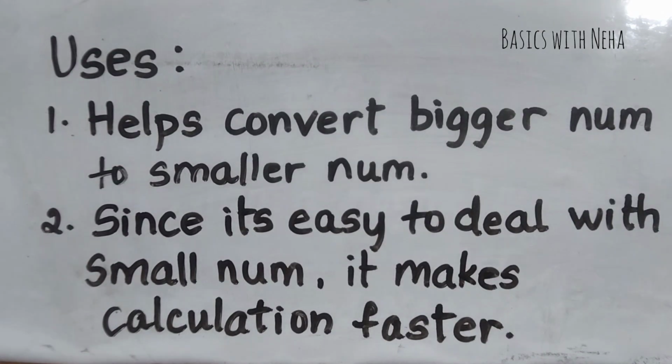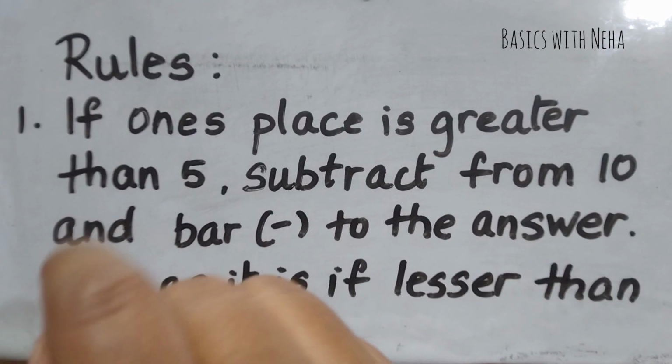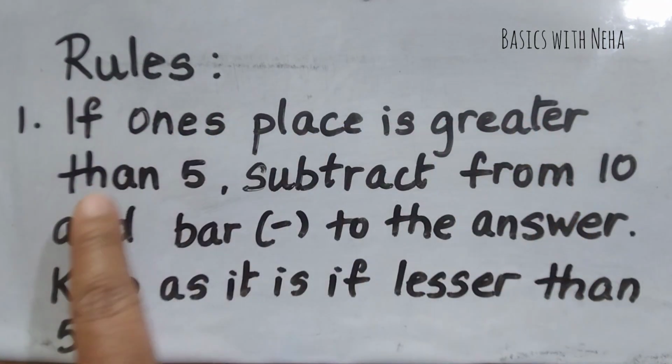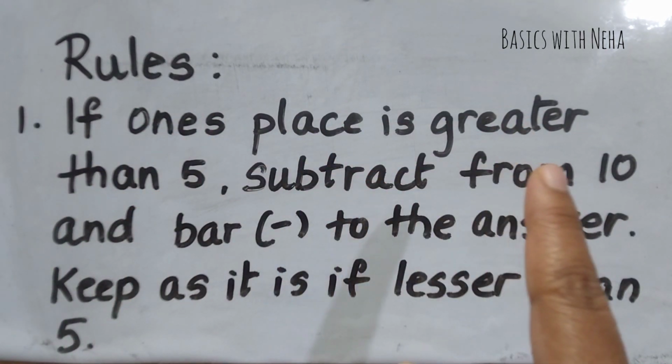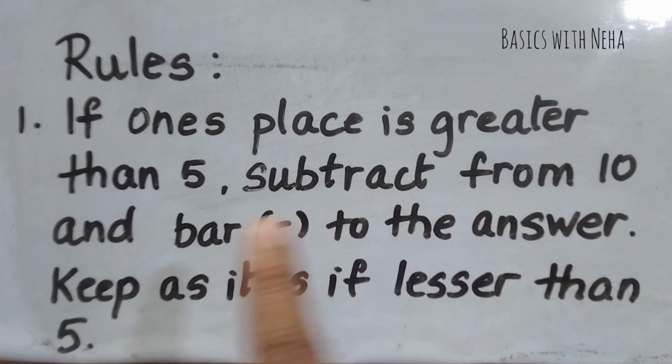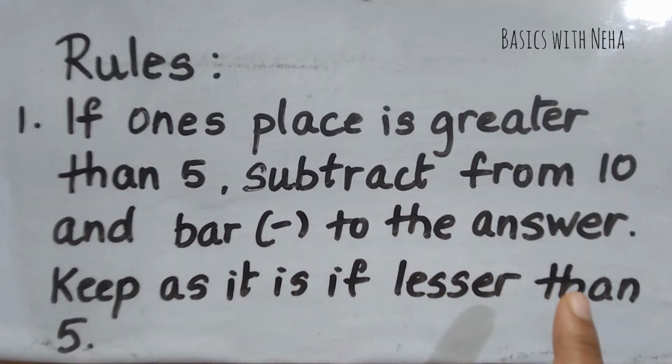Let's understand the steps now. The first rule says, if one's place is greater than 5, you have to subtract it from 10 and introduce the bar to the answer part, and you keep it as it is if it is lesser than 5. The rules are well understood when we start solving an example. Let's go to the next rule.